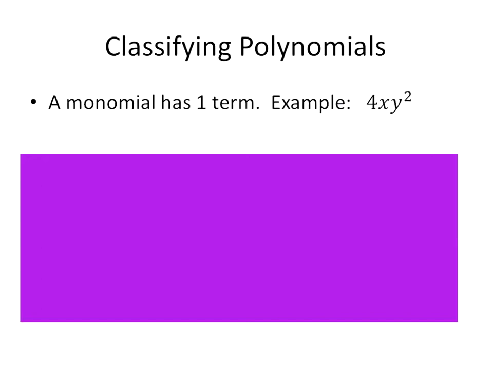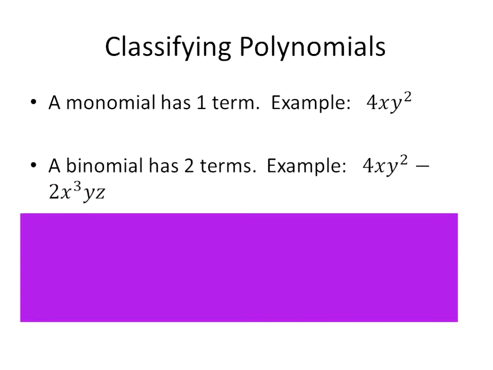A binomial has two terms. So, for example, I started with the monomial I had before, but now I'm going to add or subtract another monomial. So we have two terms, 4xy squared and then 2x cubed yz. I know that this is a term because the numbers are being multiplied together, and this is a term because the numbers are being multiplied together, and they're separated by an add or subtract sign.